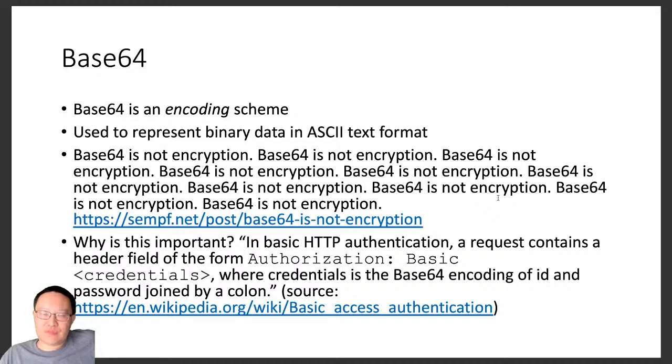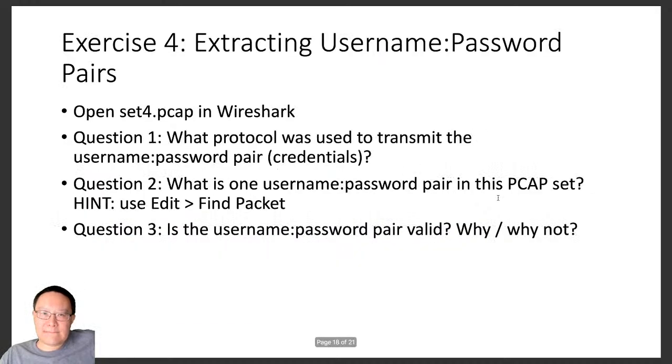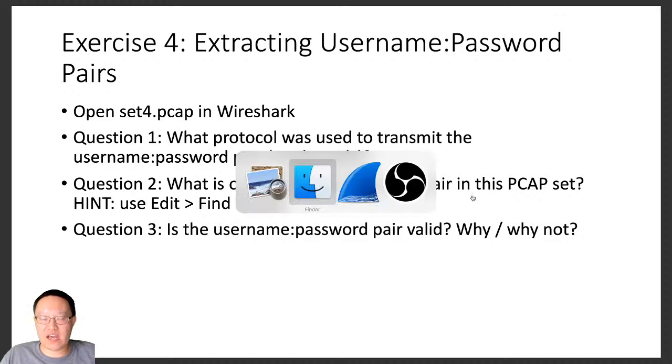We're gonna do that now. Well, we'll play Wall of Sheep right now. So we're gonna open up set4.pcap in Wireshark. We're going to find a username and password here in the PCAP. This PCAP set uses basic authentication. And we're also going to see if this username and password belongs in the Wall of Sheep. Okay, let's go to Wireshark.